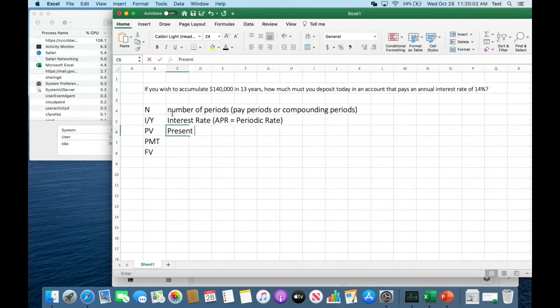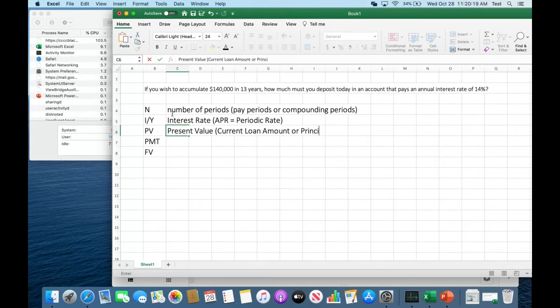PV stands for the present value. So the present value, really, there's only two scenarios that you would see in this class. It would either be the present value of a loan, which is the current loan amount, or principal, right? Or, if we're talking about investing, it would be the current investment amount, which is still a principal amount.